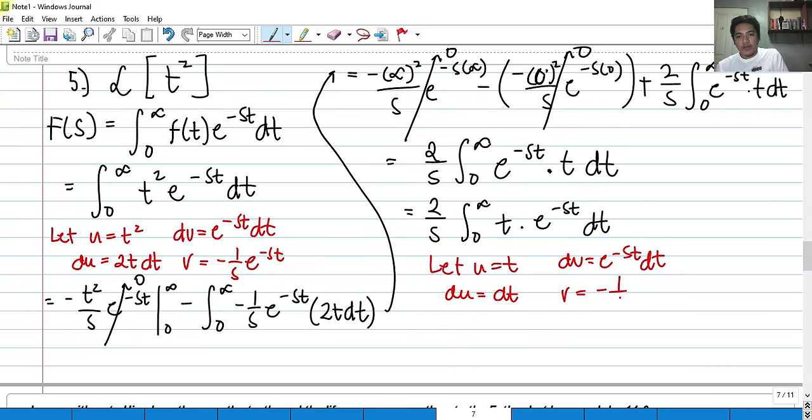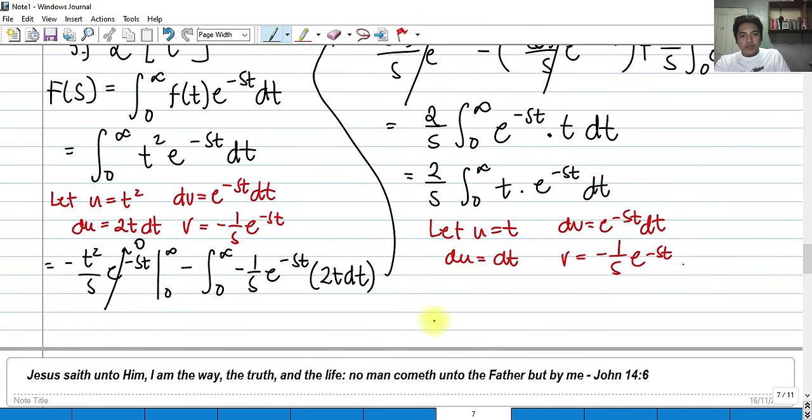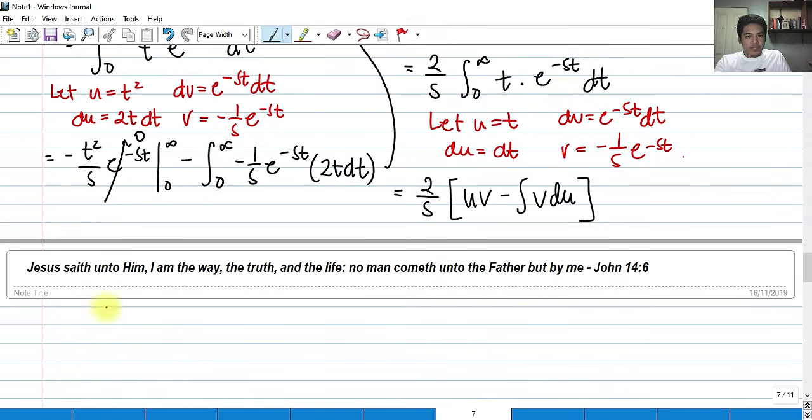So we have negative 1 over s e raised to negative st. Okay? So we can perform again the integration by parts. Note that this is outside of the integral, so whatever the integral of this is multiplied. So we have uv again minus v du. That's the integral for this integration by parts, the formula.